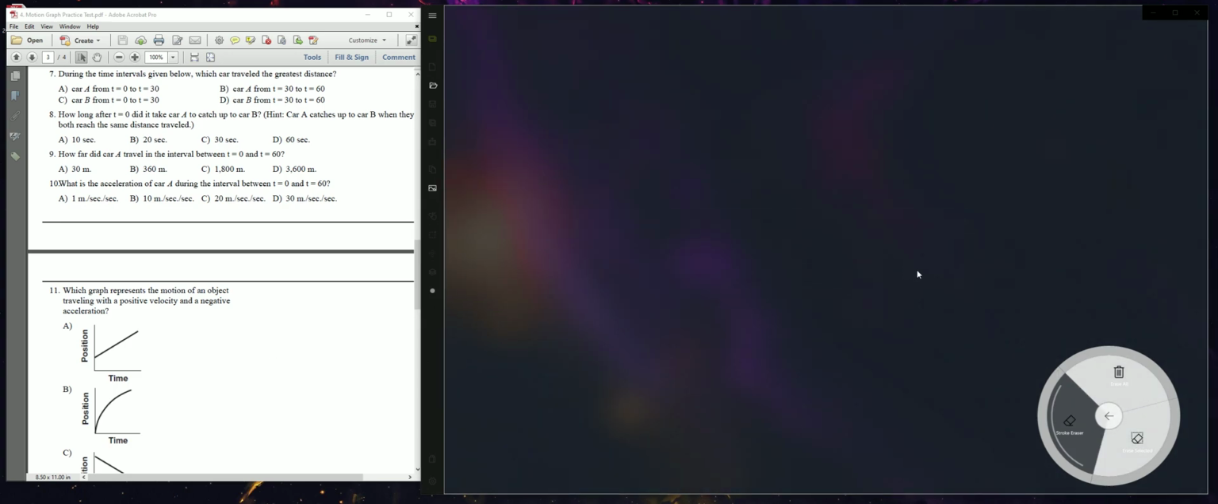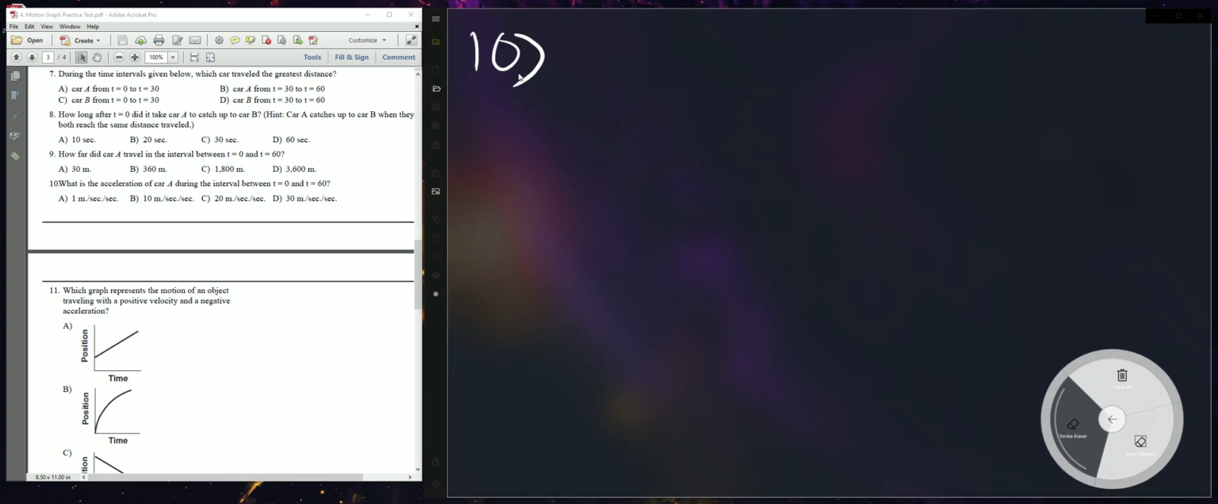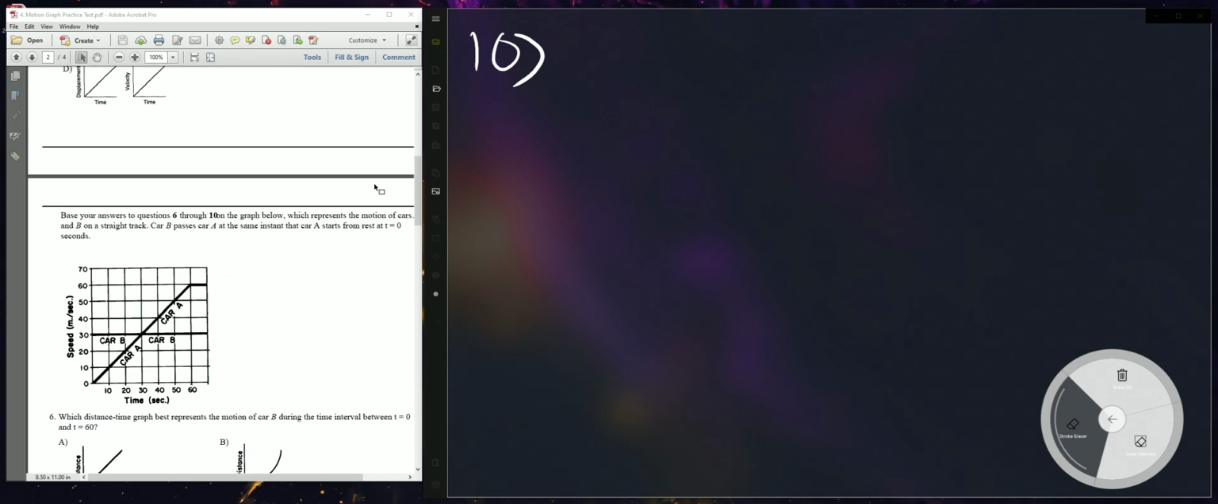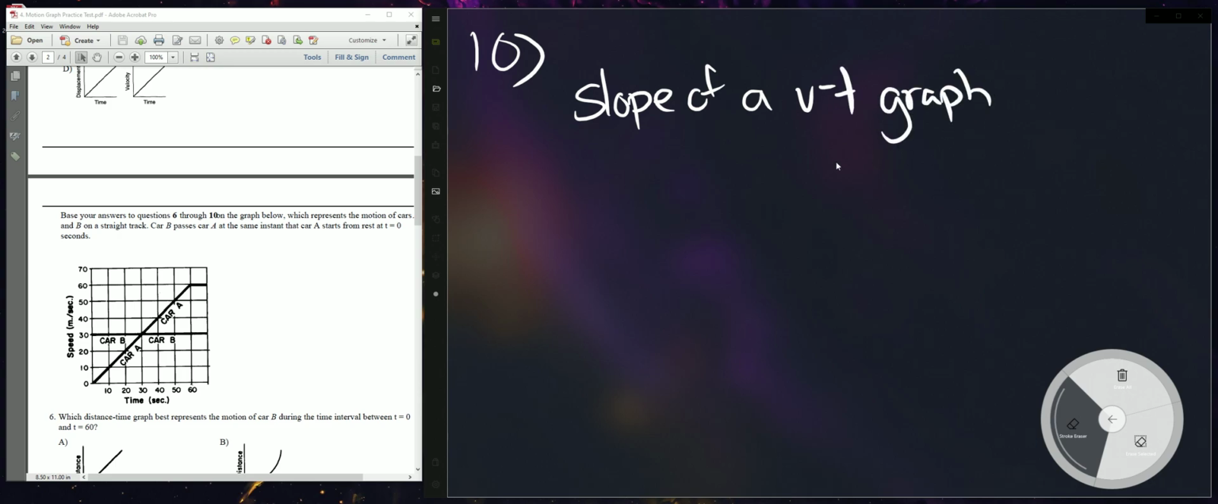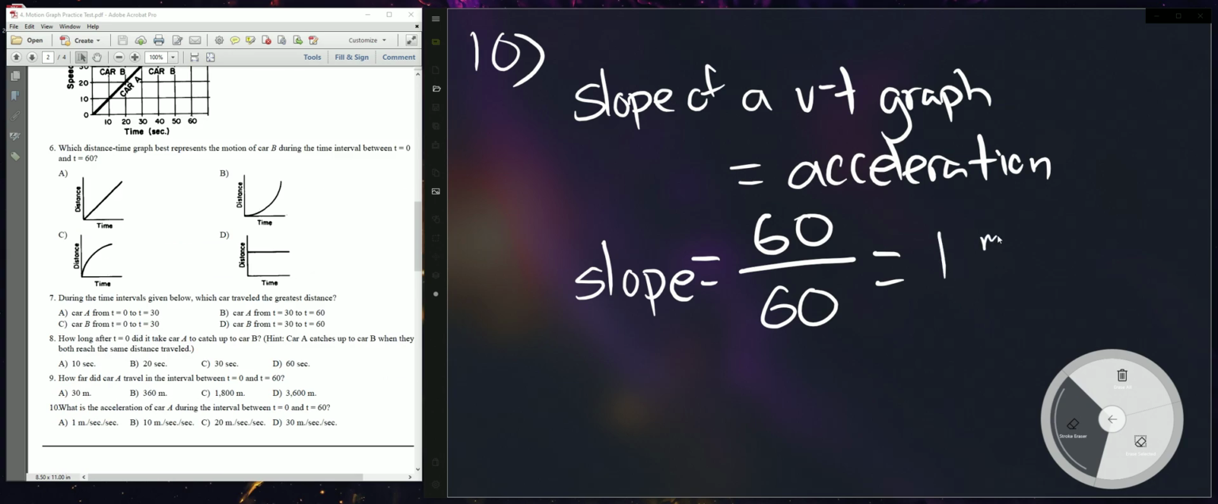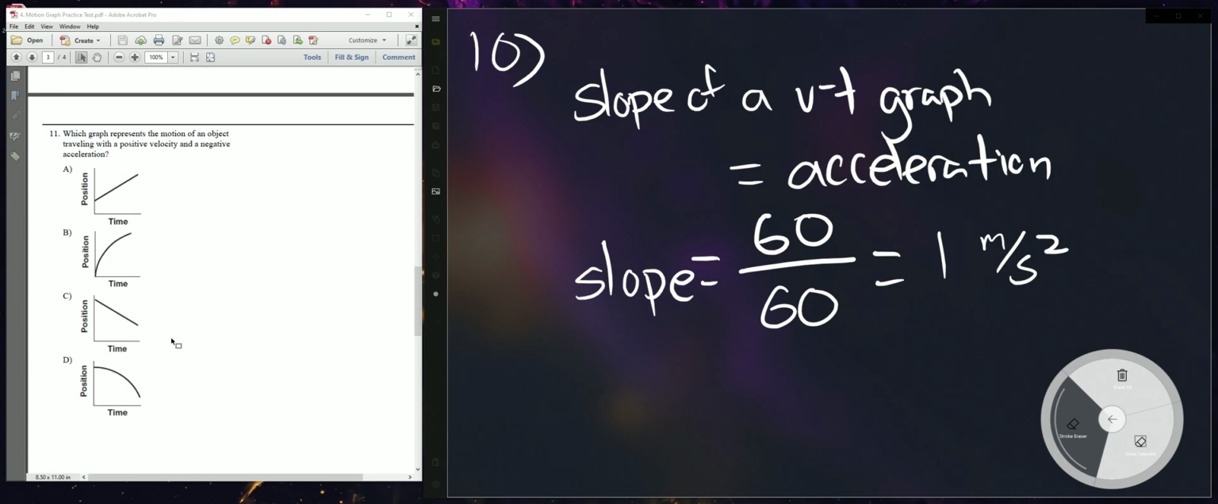Number 10. What is the acceleration of car A during the interval between t equals 0 and t equals 60? So what is your acceleration? You know that the slope of a VT graph is acceleration. So just calculate the slope from 0 to 60. What's my change in x from 0 to 60? 60. What's my change in y? It's 60. And then I get a slope of 1 meter per second squared. Choice A, that's the answer.